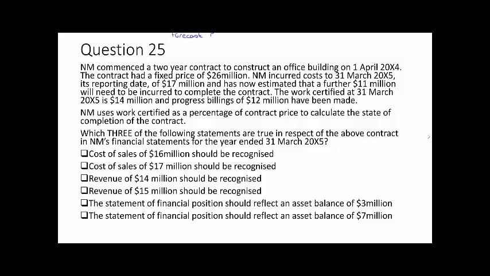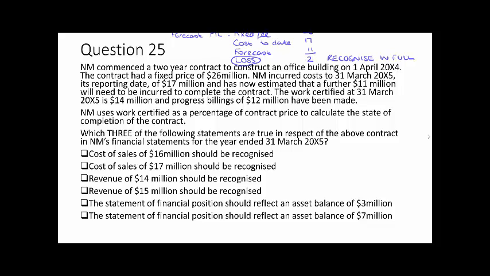profit or loss is. So in this case there is a fixed fee of $26 million against which costs have been incurred to date of $17 million, with a forecast of further costs of another $11 million, so that by the time we get to March 20X5 our forecast is that a loss will arise on this contract of $2 million. Because this is a loss, in accordance with our prudence concept, we need to recognise that in full now.